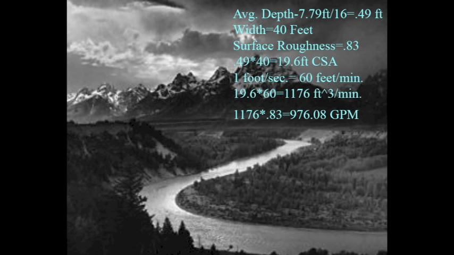After that, since 1 foot per second equals 60 feet per minute, we then multiply 19.6 by 60 feet per minute, which gave me 1,176 cubic feet per minute. All we have to do then is take that and multiply it by the surface roughness, which is 0.83, which gave me a grand total of 976.08 gallons per minute.